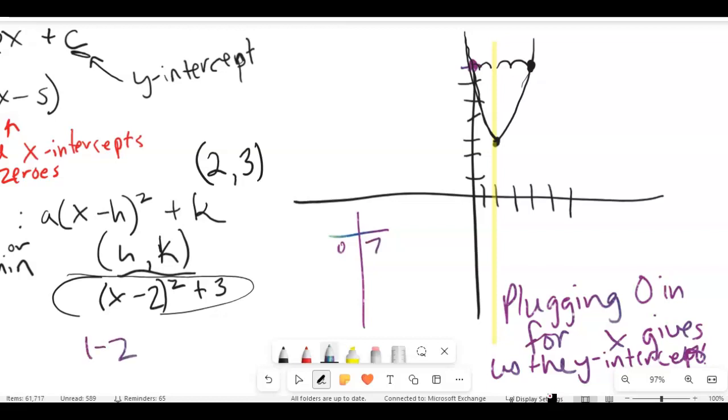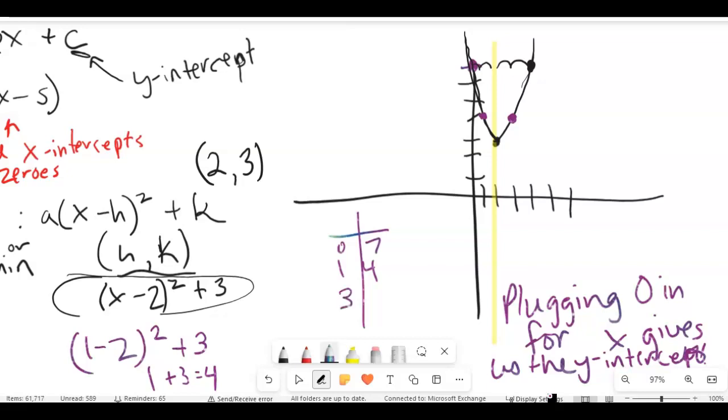If I do 1 minus 2 squared plus 3, I get 1 minus 2 is negative 1, but negative 1 squared is positive 1, because negative 1 times negative 1 is positive 1. 1 plus 3 equals 4, so 1, 4. 1, 1, 2, 3, 4. Okay? And then I know that on the opposite side, I'm going to have another point that matches that point.